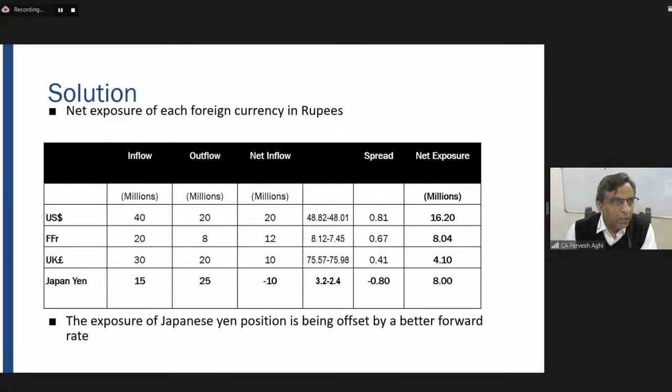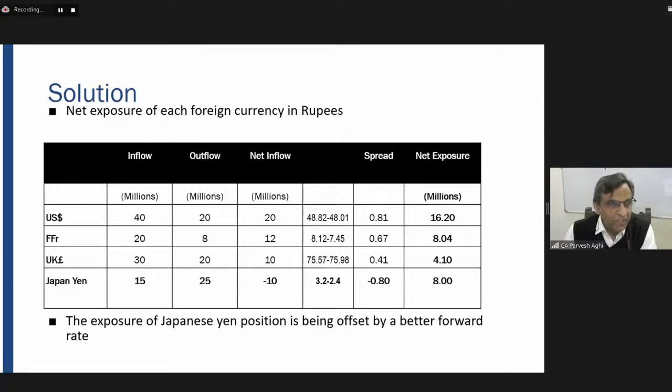In pounds, his exposure will further go down because the pound is also appreciating from 75.98 to 75.57. He has a net inflow of 10 million, so this exposure will also go down to 4.1 million. Then we look at the Japanese yen. Here he has a negative inflow, so his outflow is more than his inflow. But since the rupee is appreciating, or the yen is depreciating, this exposure will also go down, to 8 million.